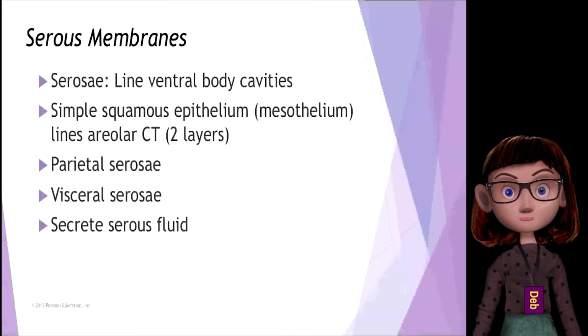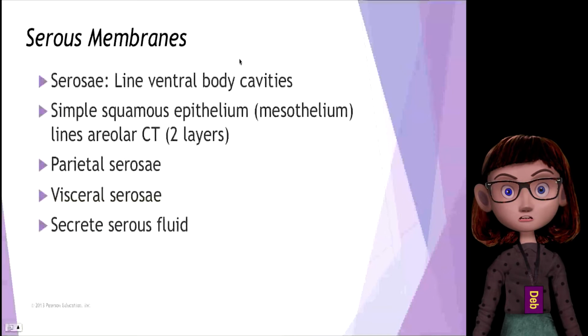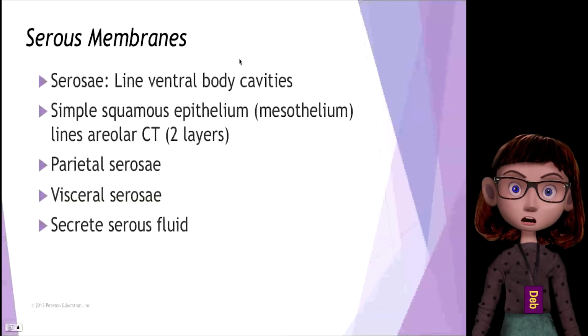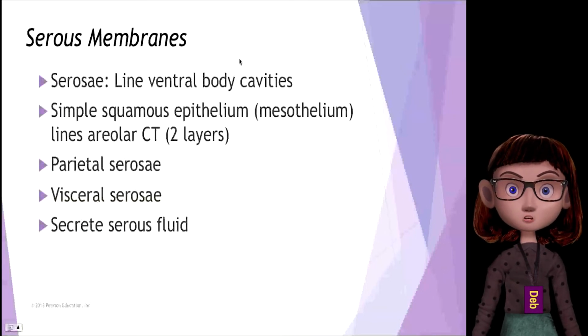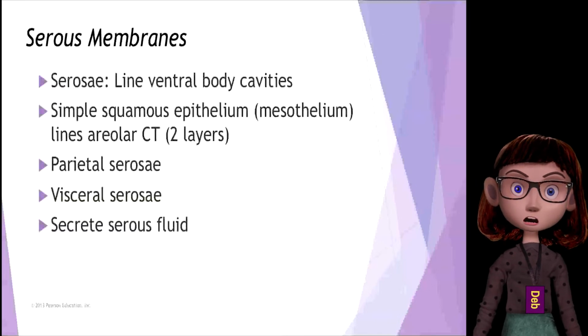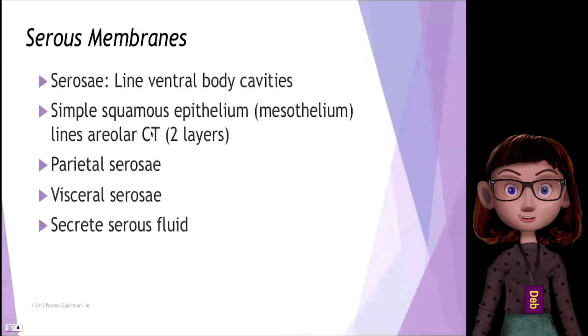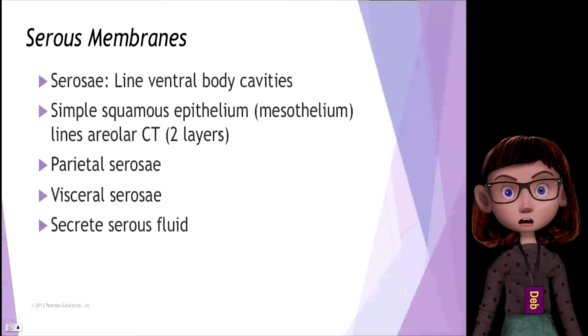Serous membranes. Serous membranes are also called serosae. These line the ventral body cavities, that means the ones in front of the area where the spinal cord and the brain are kept. Serosae consist of simple squamous epithelium, which is known as mesothelium, that lines areolar connective tissue. And there's 2 layers of this.